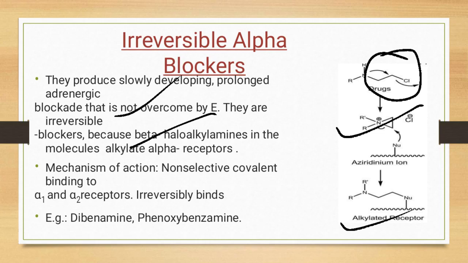A similar kind of effect is shown by nitrogen mustard as an anti-cancer drug, but they are responsible for the alkylation of DNA. Here these alpha blockers are responsible for alkylating the receptor. So permanent blockage of this receptor takes place. Alkylating means it causes covalent bonding, and a covalent bond is a strong bond. It's difficult to reverse this covalent bond. Hence, permanent blockage of the receptor takes place. Examples are dibenamine and phenoxybenzamine.